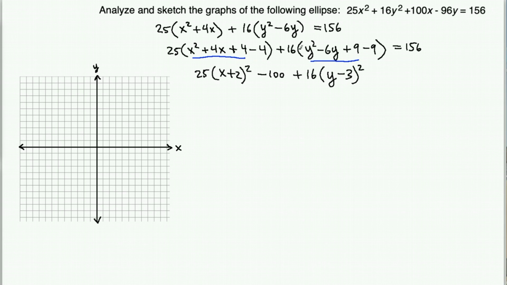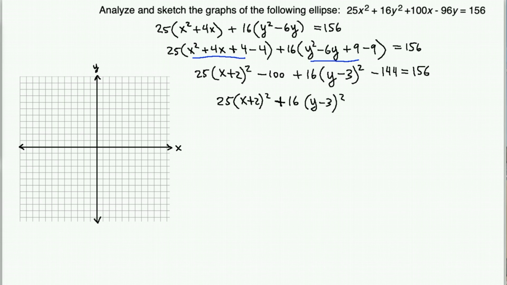And now we're missing 16 and 9. 16 times 9 is 144. There's a minus sign, so it's minus 144 is equal to 156. Okay, so what we have as a result is 25 times x plus 2 squared plus 16 times y minus 3 being squared.